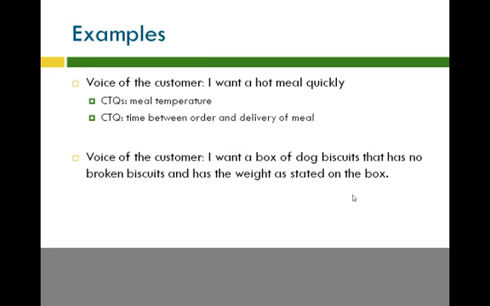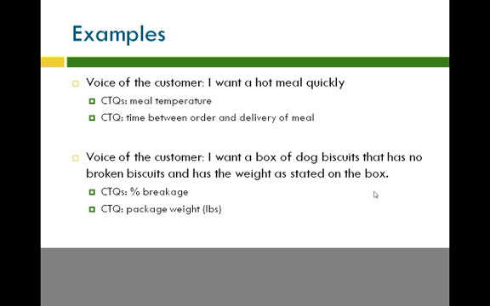Another example. The customer says, I want a box of dog biscuits that has no broken biscuits and has the weight just like it says on the box. What could be some CTQs? Well, you could keep track of percentage of breakage, so it has a unit. And you could keep track of the package weight. You could take a sample of 5 boxes every hour, weigh them, and open them up and count the number of broken biscuits, and then record the percentage of breakage and the package weight.